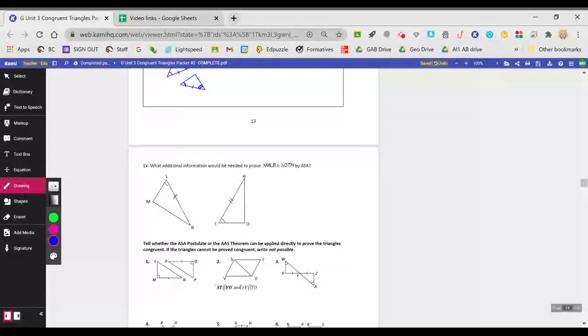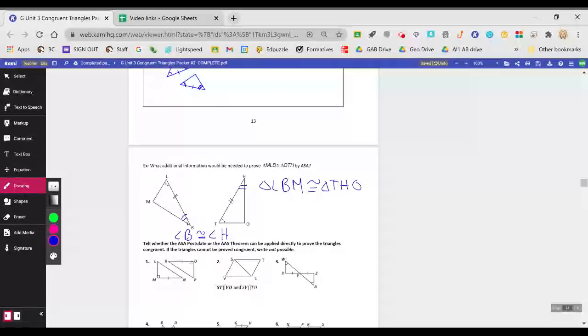So the angle I have is L, then I have the side LB. So the other angle I would need is angle B. I have T is congruent to L, and TH is congruent to LB. So I would need to know angle H. And that would prove to me that triangle LBM, because I did one angle, congruent side to second angle, is congruent to triangle THO, because again, I did one mark, the congruent side to the two marks.